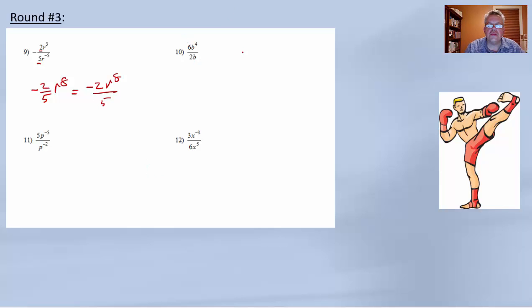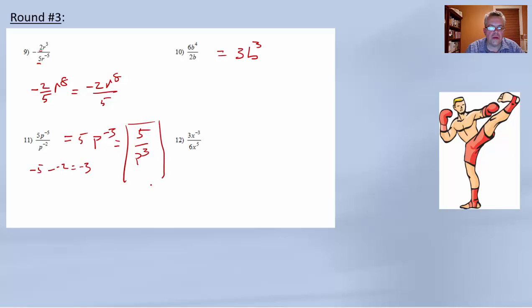Okay, 6 over 2 is 3. When you subtract the exponents, 4 minus 1 is b to the 3rd. No negative exponents, we're done. All right, on this one, 5 over 1 is just 5. When we subtract exponents, negative 5 minus a negative 2 equals negative 3. So this is negative 3, which would be 5 over p to the positive 3. All right, 3 over 6 is 1/2. Subtract the exponents, you get negative 8. So that's going to go in the denominator. So we're left with 1 in the numerator and 2x to the 8th in the denominator.